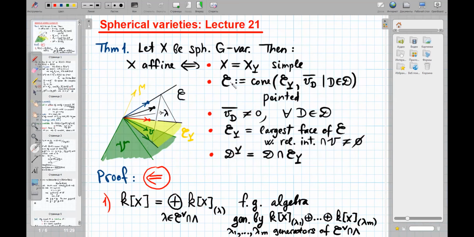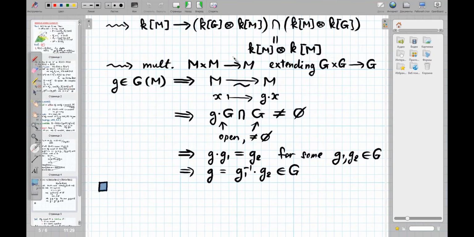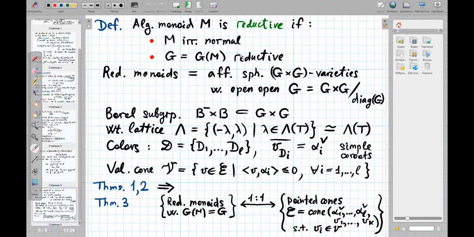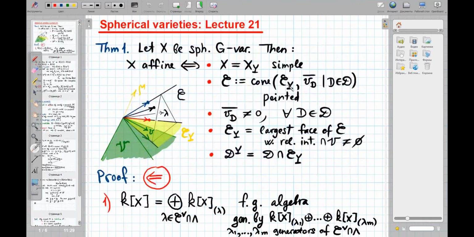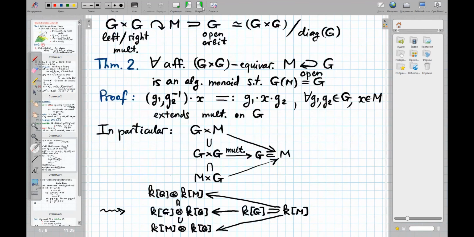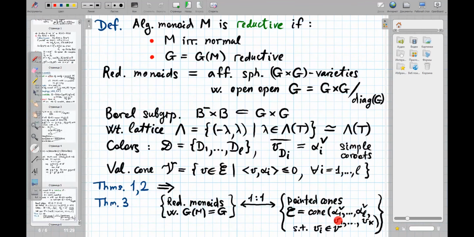And these cones are generated by the vectors corresponding to all colors, this means by all simple coroots, and by some vectors sitting in here corresponding to G-stable prime divisors. And these vectors are taken from the evaluation cone, so from this cone V. So this is exactly the reformulation of theorem 1 in view of theorem 2, taking into account this computation of color data for this homogeneous space.